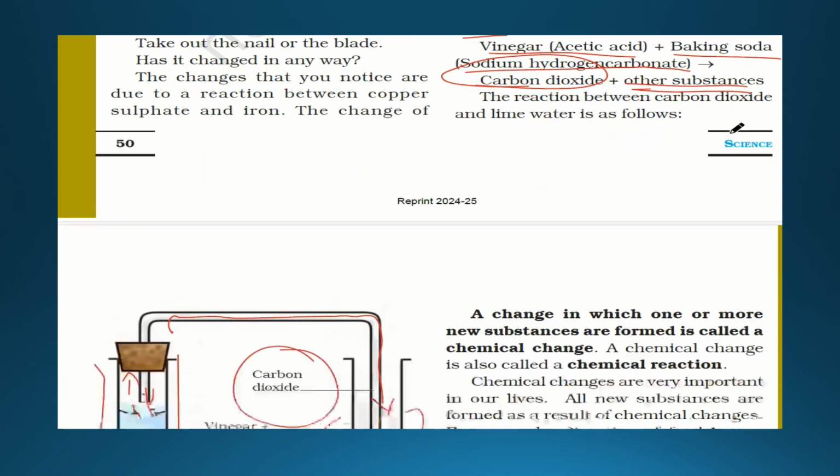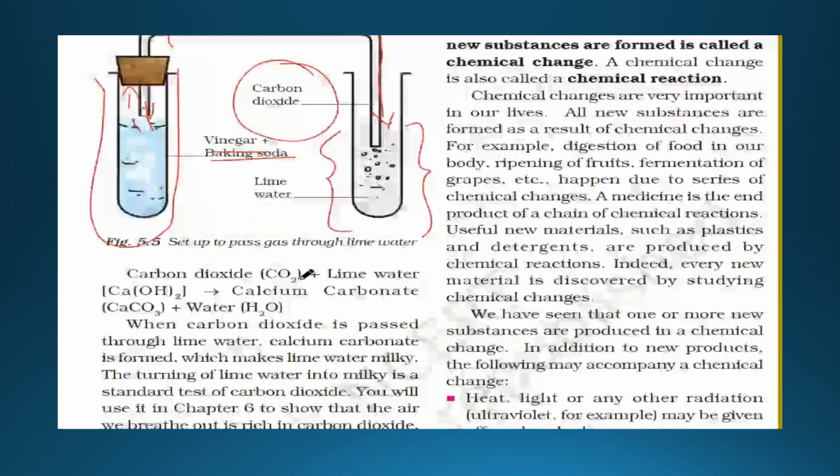Carbon dioxide, in turn, when it reacts with lime water, forms calcium carbonate and water. So what is lime water? Lime water is generally calcium hydroxide. So carbon dioxide on reaction with calcium hydroxide gives rise to calcium carbonate and water.